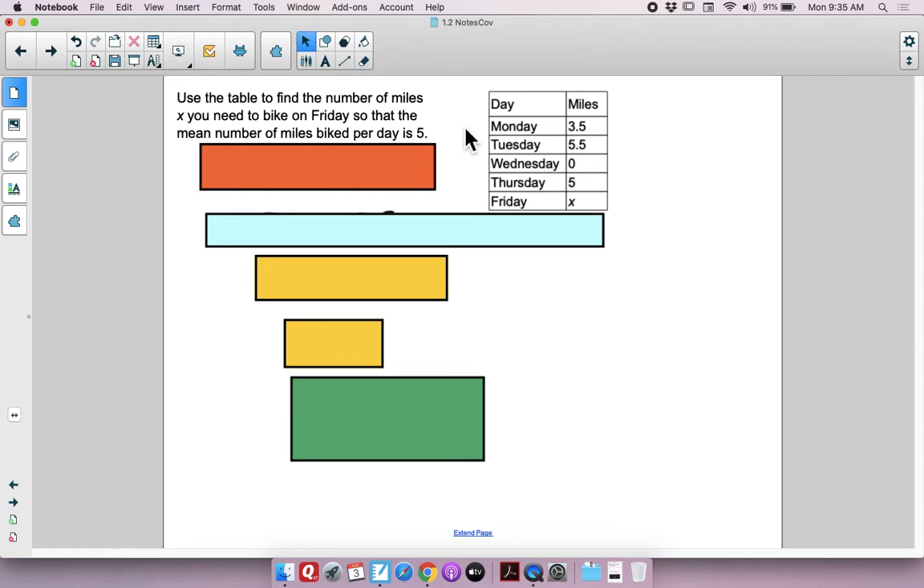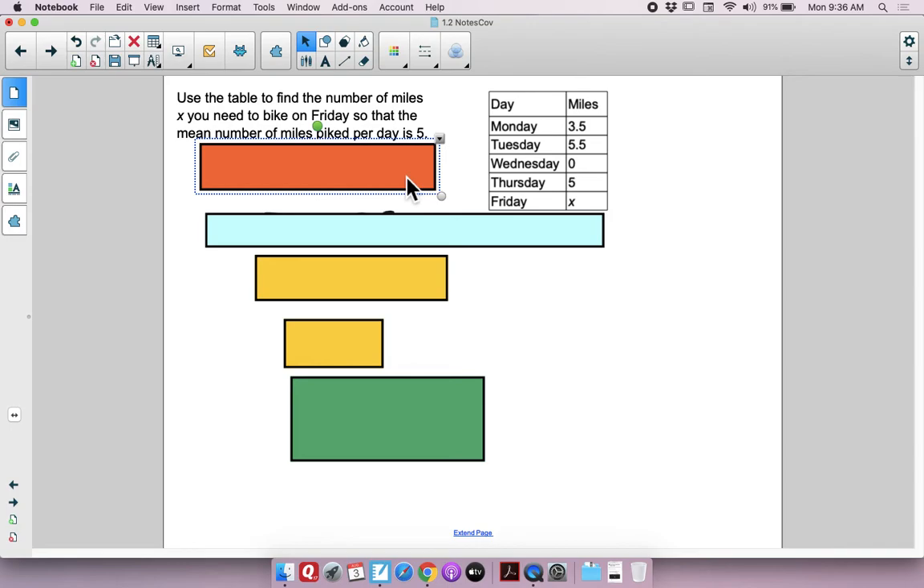Use the table to find the number of miles X you need to bike on Friday so that the mean number of miles biked per day is 5. Okay, so I have to go through and think about this. I've got this chart over here, and it's told me exactly how many miles except for Friday. And I know that I have to get the mean. Oh yeah, that means the average. So for that, I have to add up all of the data values, and I want that to have an average of 5. Okay, so how would I do that?